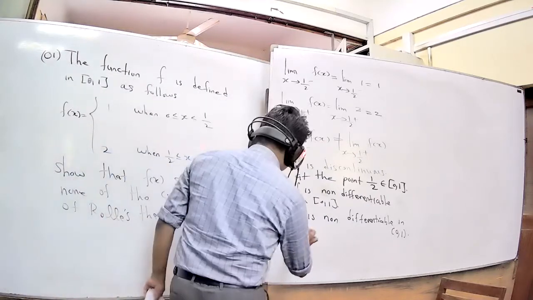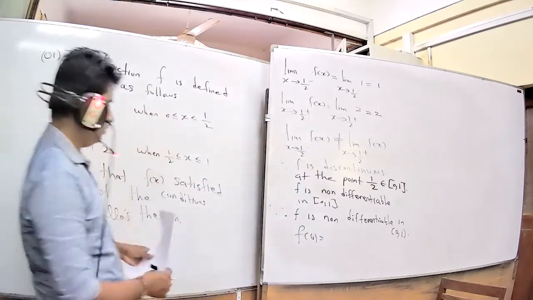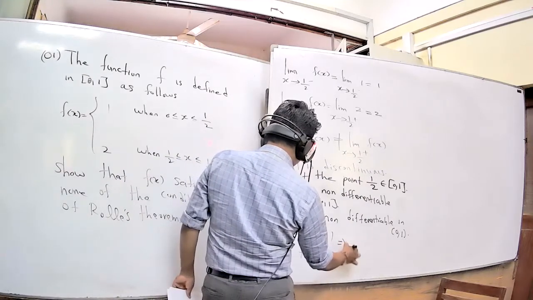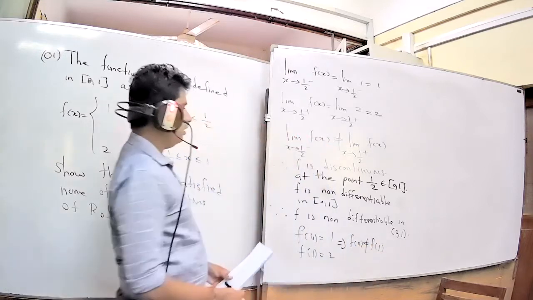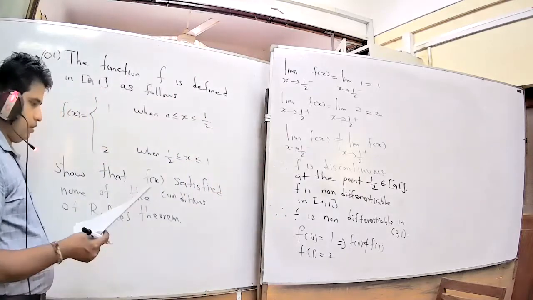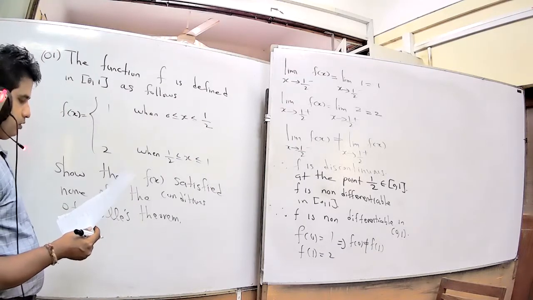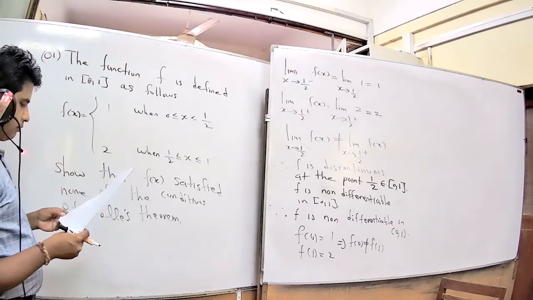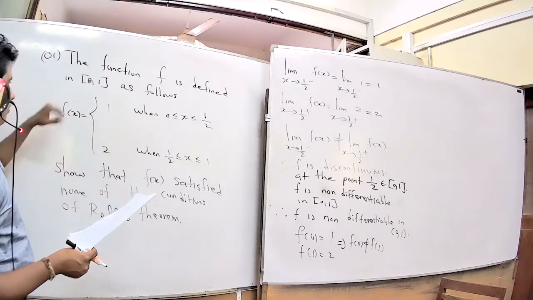What is f(0)? Here f(0) is 1. f(1) is 2. So f(0) is not equal to f(1). All three conditions are false. That is your question, so that f(x) satisfies none of the conditions of Rolle's theorem. Hence, each of the three conditions of Rolle's theorem is not satisfied by the given function f(x) on the interval [0, 1].